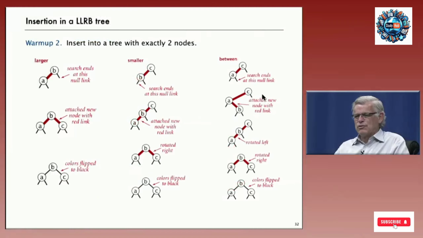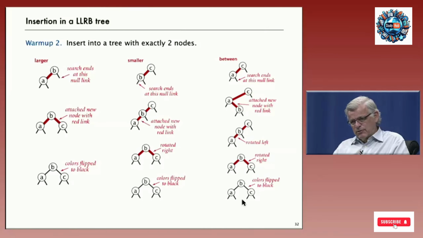So this one we use all 3 of our operations: rotate left, rotate right, and flip the colors. And that gets us an insertion into a tree that is a single 3 node to a tree that is 3 2 nodes containing 3 keys.